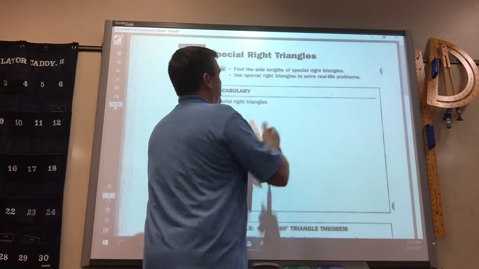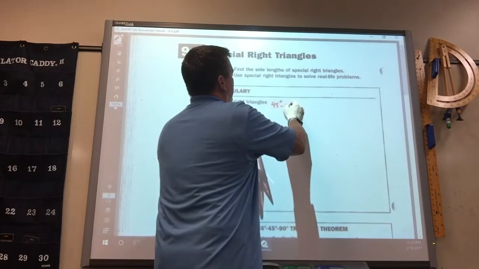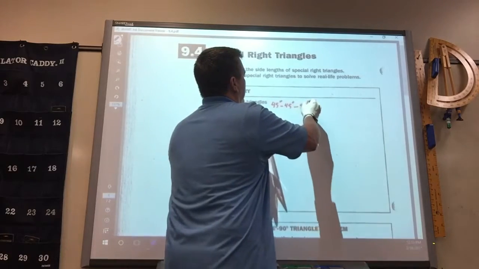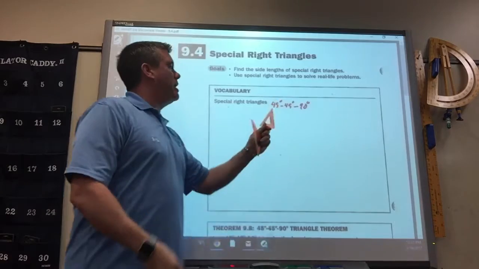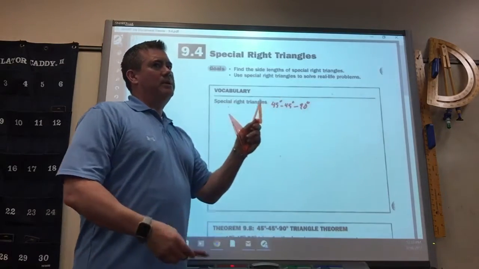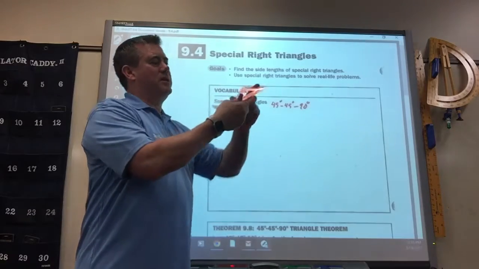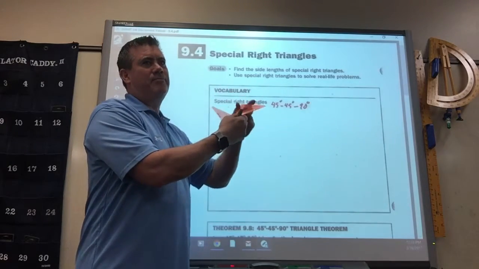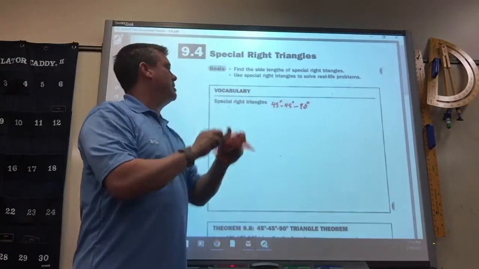This one has a 45, a 45, and a 90-degree angle. So since two angles are the same, what do you know about the sides? Two sides will be the same. These two sides will be the same. Since these are both 45, it's isosceles, which means these are the same.